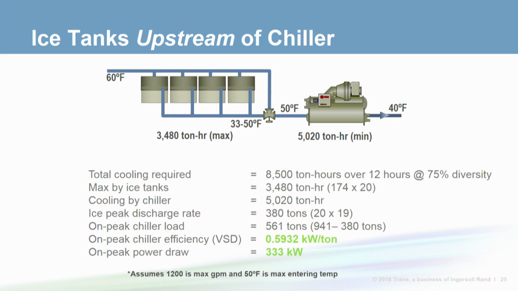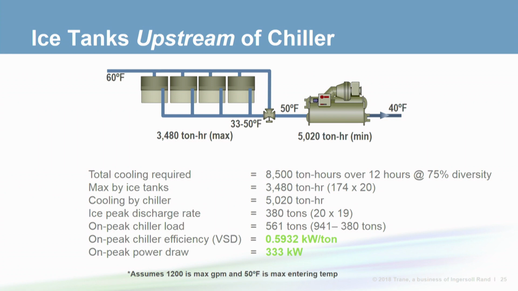The discharge rate has also increased to 19 tons per tank for a total ice discharge rate of 380 tons. With this increased rate, the chiller now only needs to condition 561 peak tons. With the chiller located downstream, however, it must cool the fluid from 50 to 40 degrees. These colder fluid temperatures degrade the efficiency of the chiller to a 0.5932 kilowatt per ton.